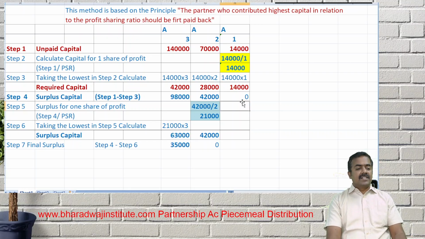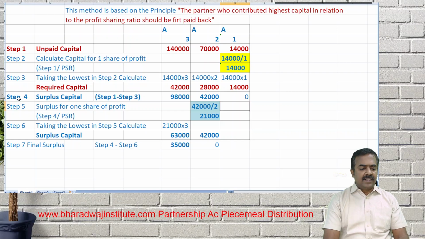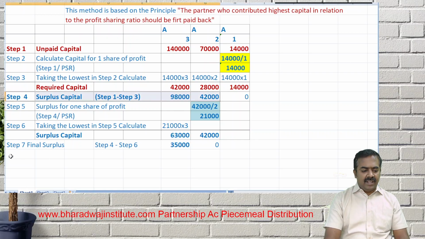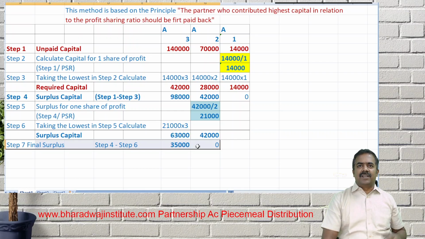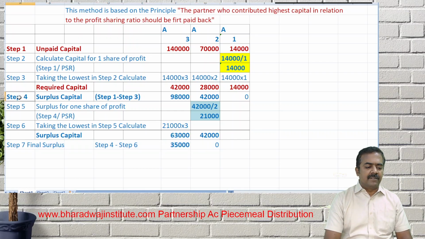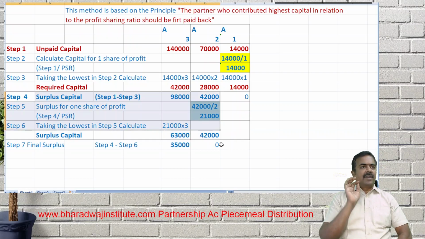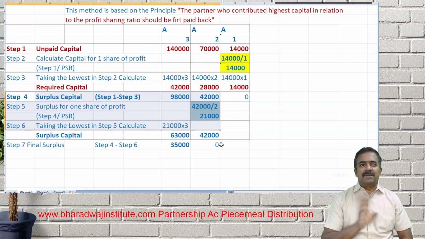Suppose there are four partners in step 4. Again final surplus or other surplus will be there for how many partners? Two partners. Again you have to work out surplus for one share, then find out the money. Suppose there are 5 partners, the steps will get repeated. Which steps? 4, 5, 6 will get repeated. But in the past examination questions, maximum 3 partners, minimum 3 partners.